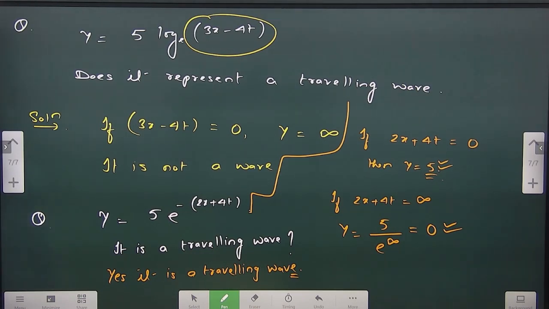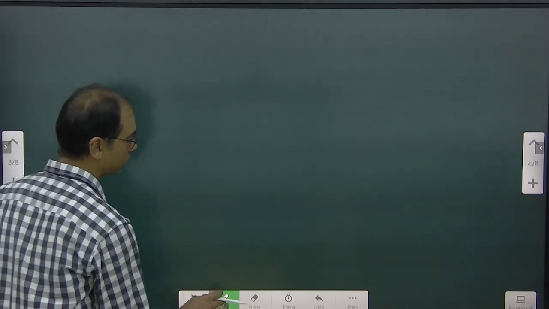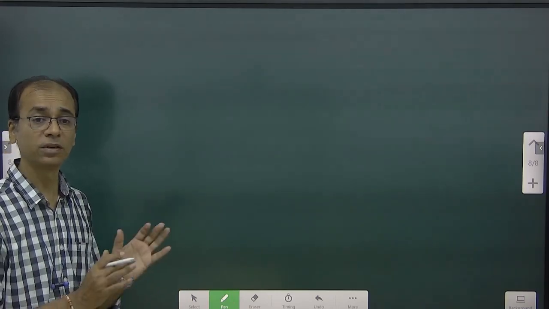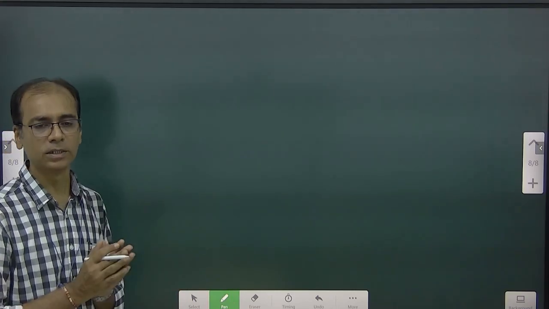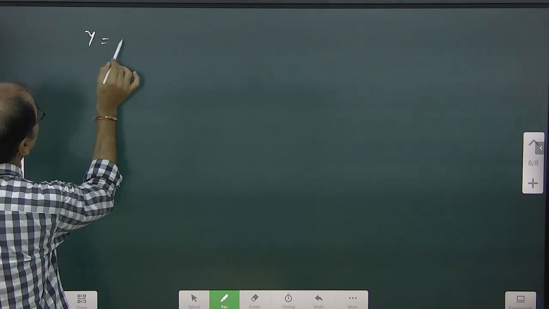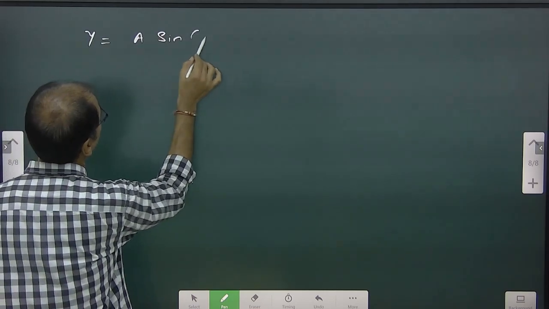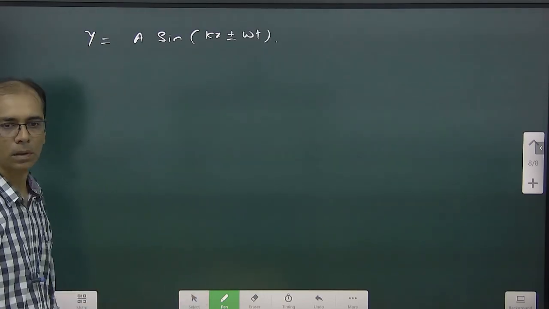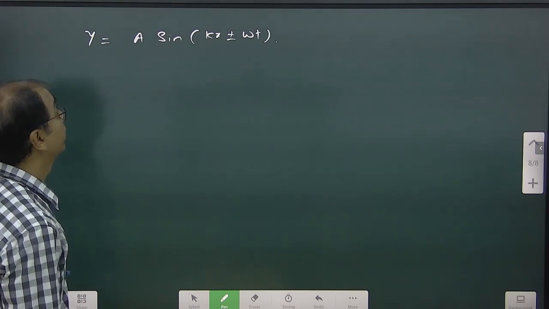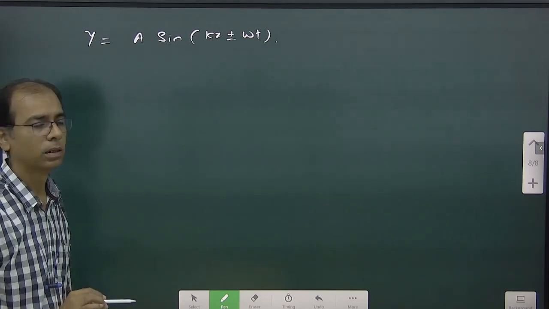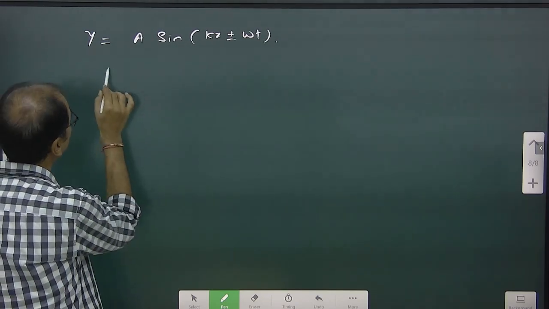Completed? Okay. So we understood how to find whether the wave is traveling or whether it's a wave function or not. One more condition is there that I'll tell you a little later. Now we understood what is in our syllabus: kx plus minus omega t. In this one also we have a little problem. When this is minus, what is the meaning?